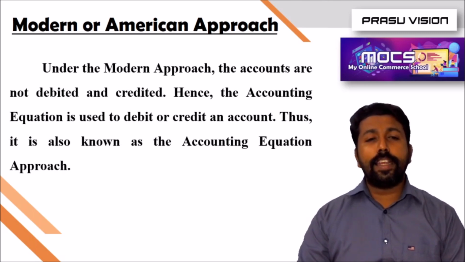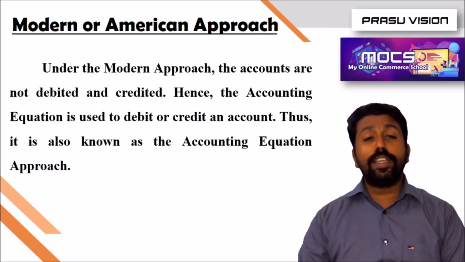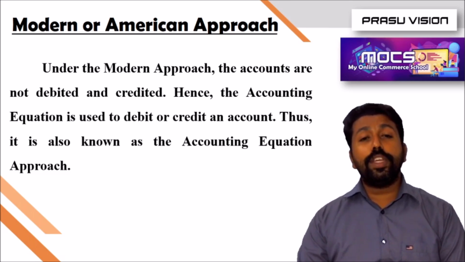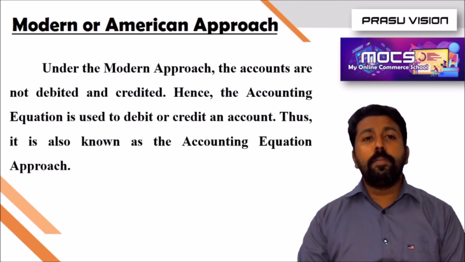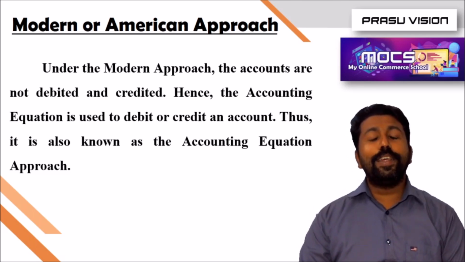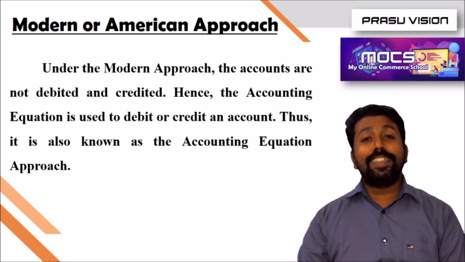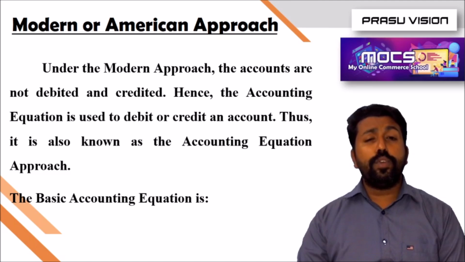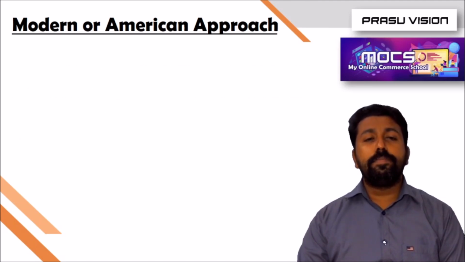You can identify directly. So under the modern approach, the accounts are not simply debited and credited, but we are using the accounting equation. Thus it is also known as the accounting equation approach. So another name for the modern approach is the accounting equation approach. Here we have to learn the first five accounts and how we have to give the debit and credit for the change occurring for those accounts. So please look at, you know very well the accounting equation, that also you have to remember.